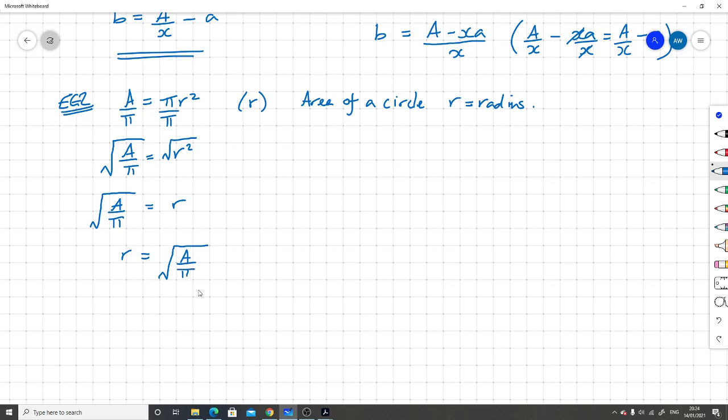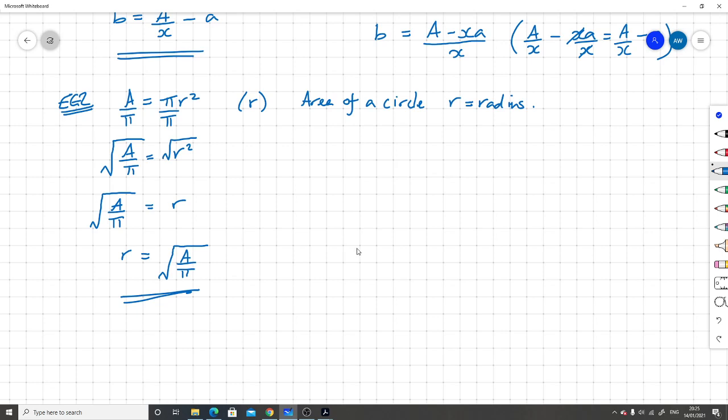And there we have the formula to work out the radius of a circle if you know its area. Okay, the square root of the area divided by pi. Alright, so basically to deal with squareds or any other powers, you do the root of them. If it was cubed, you do the cube root. If it was to the power 4, you do the 4th root. If it was to the power 5, you do the 5th root to cancel it out. And you obviously have to do both sides.